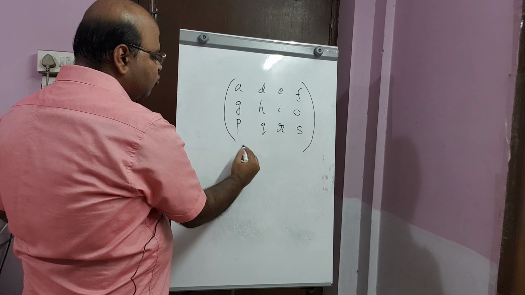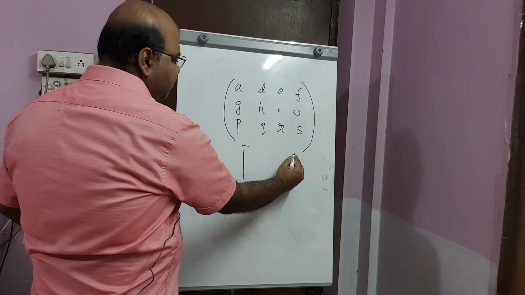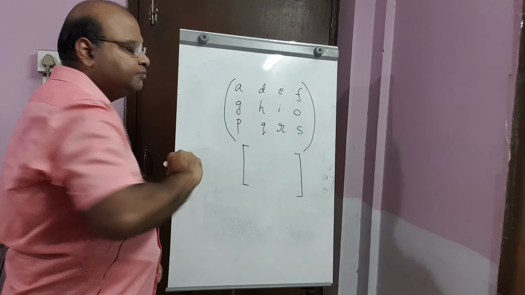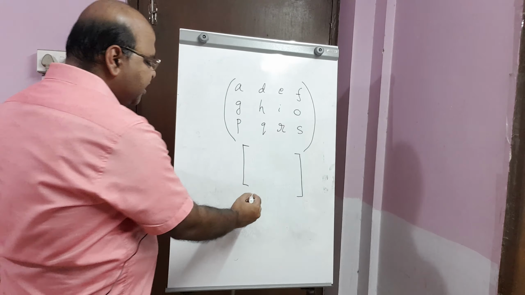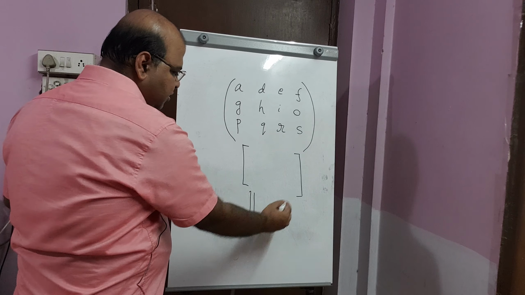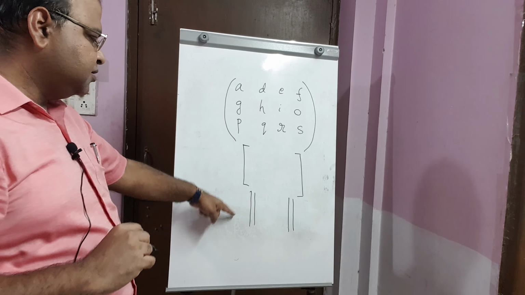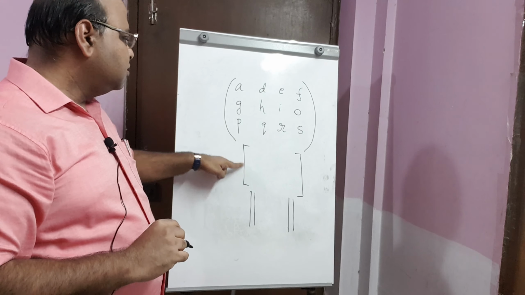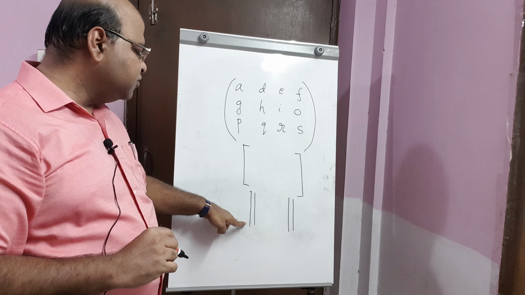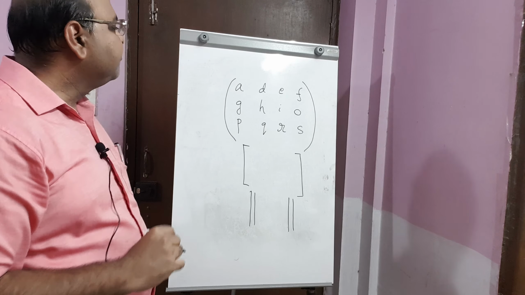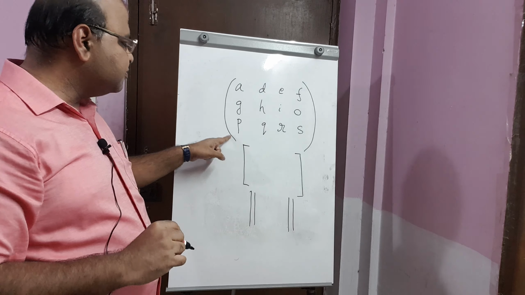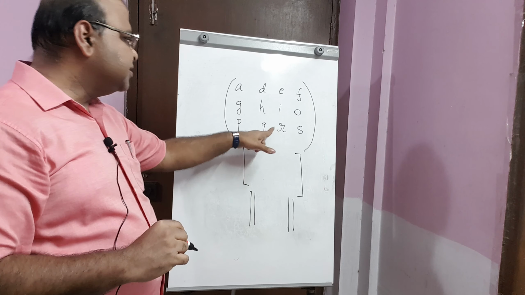Instead of first bracket, you may also use a third bracket. This is also the symbol of a matrix, or you may use double lines. This is also used to represent matrices, any one of these. Usually in Indian books, these two symbols are used. In foreign books, you can find this symbol for a matrix. So either we shall be using the first bracket or third bracket to represent a matrix.